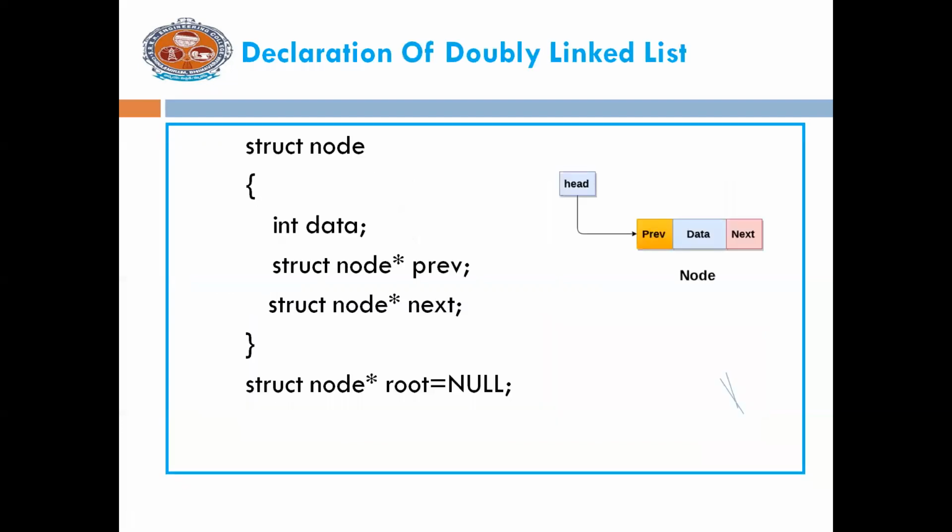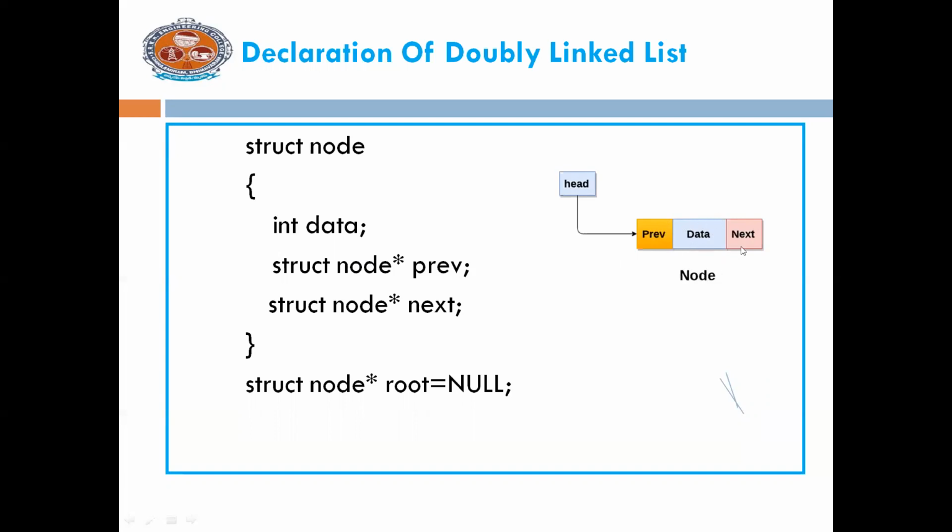the linked list. While coming to the declaration of doubly linked list, a structure of a node should be created first using the keyword struct node. It will be having 3 variables. The first one is int data. We all know each and every node will be having 3 parts: previous pointer, data and next pointer.